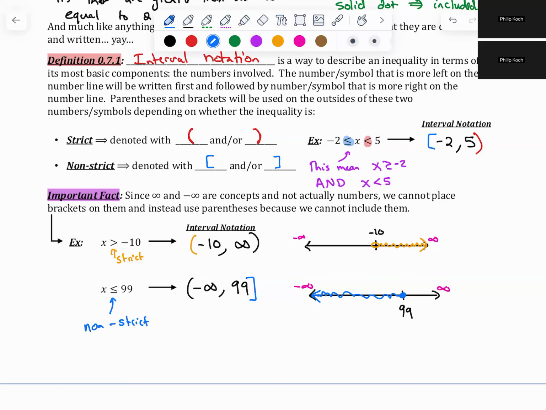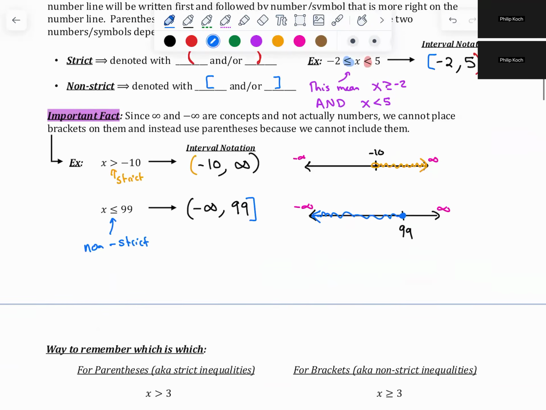Any questions on that? On interval notation? Interval notation is probably the most common way to write inequalities. Very, very useful to write things succinctly. That's one of the things we love to do in mathematics: if we can save ourselves some time and write things succinctly, we try to do that.